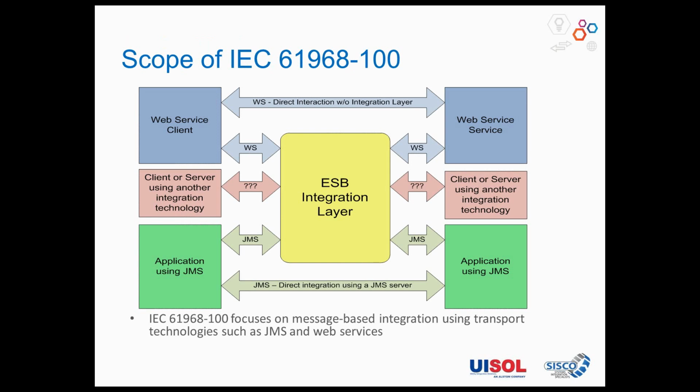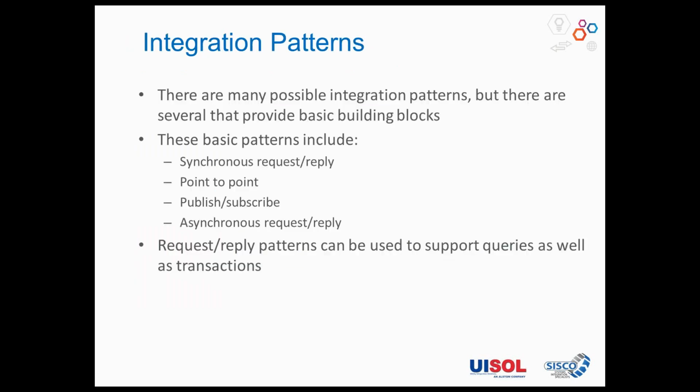But for this particular release, we're going to have our scope limited to web services, client server, JMS, and really just JMS and web services across an ESB or not across an ESB. So obviously you can have web services that are direct interaction without any kind of integration layer. You can have JMS that goes back and forth without an integration layer. You can also have all of that operate over a message bus or some other integration layer.